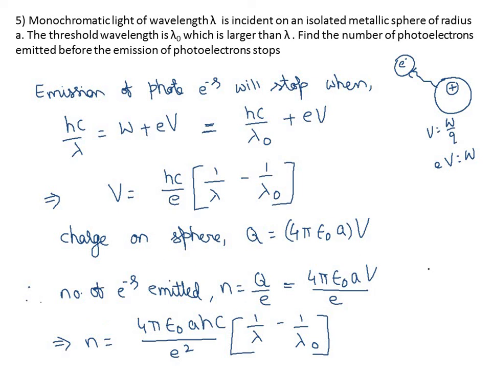Therefore, for the number of electrons emitted, we have the formula, right? Total Q equal to Ne. From there, N equal to Q by e. Q we already got, right? 4 pi epsilon naught a into V by e. Now substitute the values, and this is what the final answer is: 4 pi epsilon naught a hc by e square of 1 by lambda minus 1 by lambda naught.